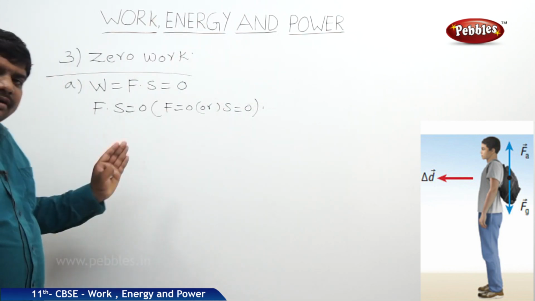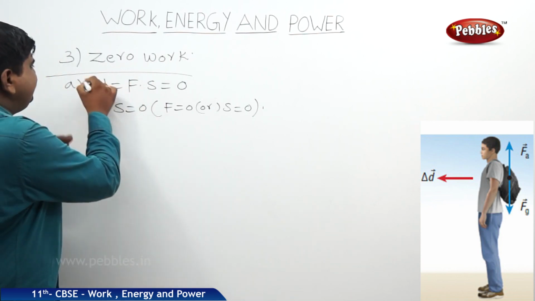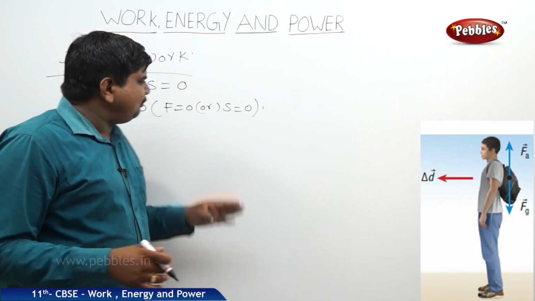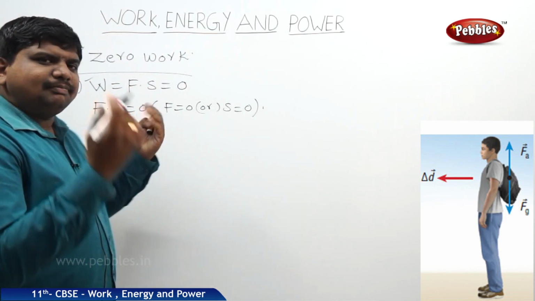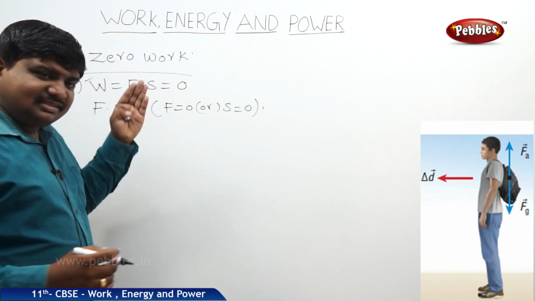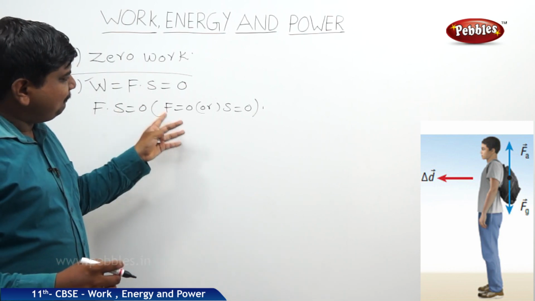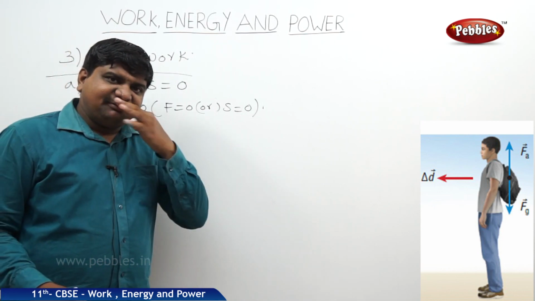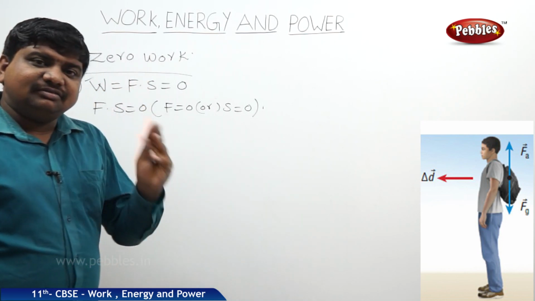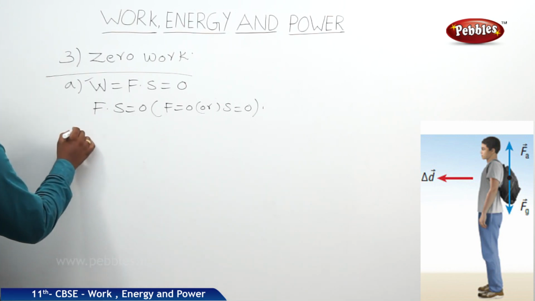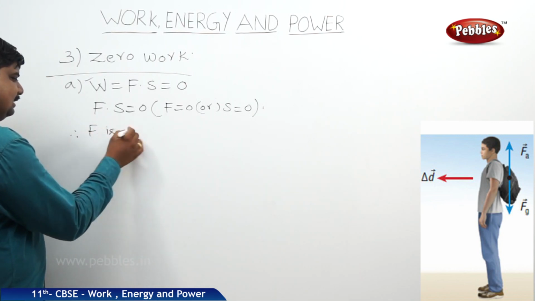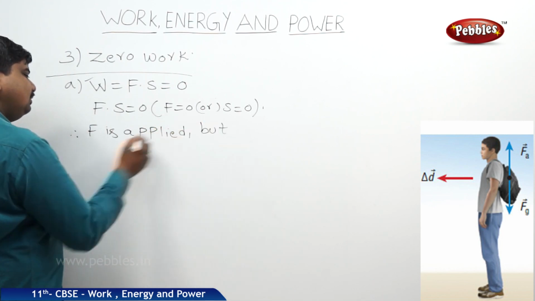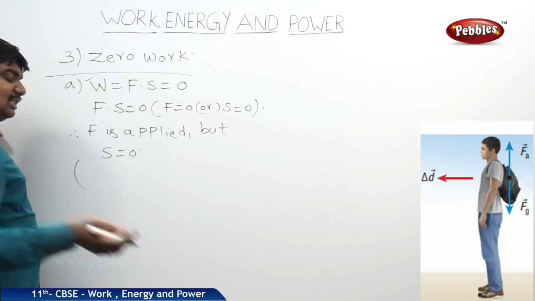If the force is not applied on the body, no need to consider this case, because the main reason behind the work done on the body is the applied force. Force is not applied. But we can write the same situation in a different way. You applied the force, but the displacement of the body is 0, because frictional force and moment of inertia are also playing a key role. F is applied, but S is 0.